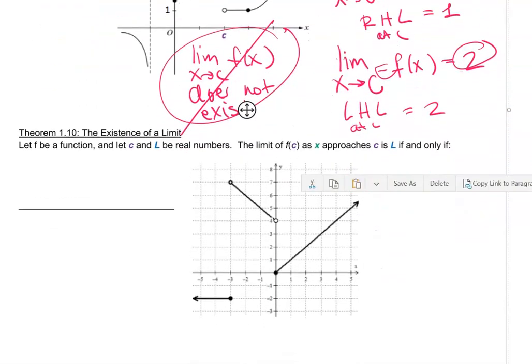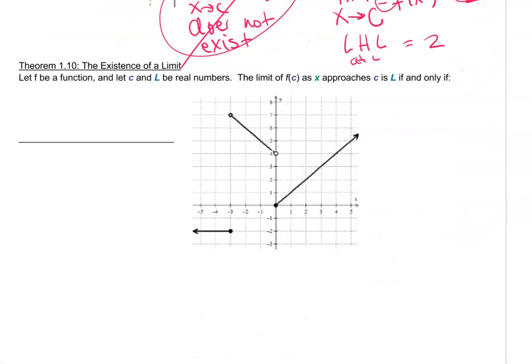Okay, so that brings us to this next theorem, which is talking about the existence of a limit. When we just say a limit and we don't say one-sided or from the right or the left, that implies a two-sided limit. The two-sided limit is the one we've been working with up until now, where you're supposed to have the left-hand side equaling the right-hand side. So we're saying, okay, let f be a function. C would be an x value, right? The x values are approaching c.